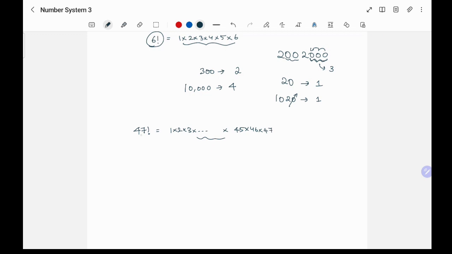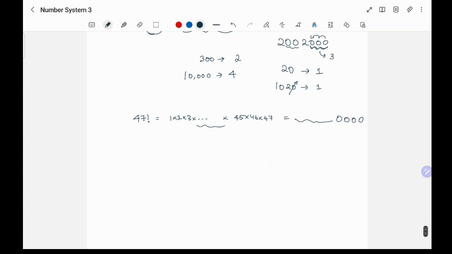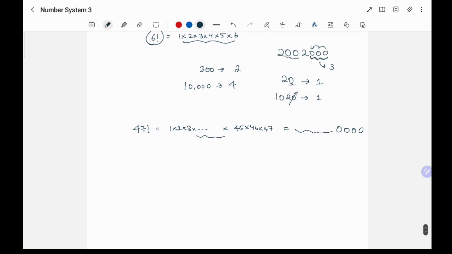Now they're asking to find the number of trailing zeros. If all these numbers are multiplied, we'll get some number and finally we'll get some zeros. We may or may not get them, we need to check it first. But if we get them, they're asking what is the number of zeros that we get at the end. Okay, so how do we approach this question? First we need to see why these trailing zeros are coming. What is causing these trailing zeros to come? Yes, if you had guessed it right, it is nothing but the factor of 10.